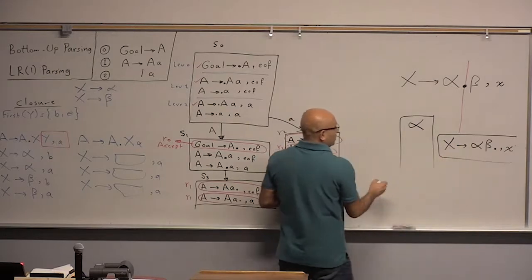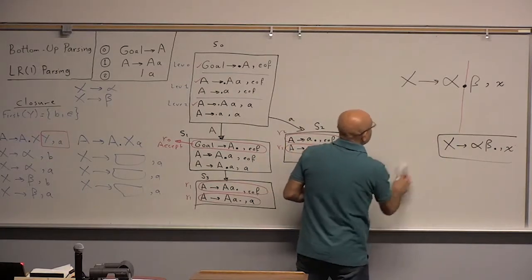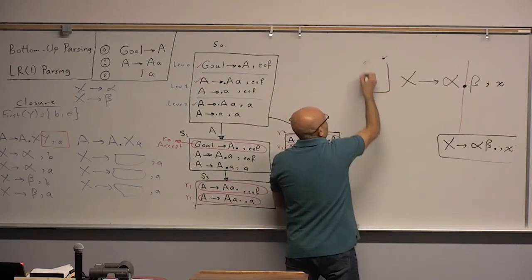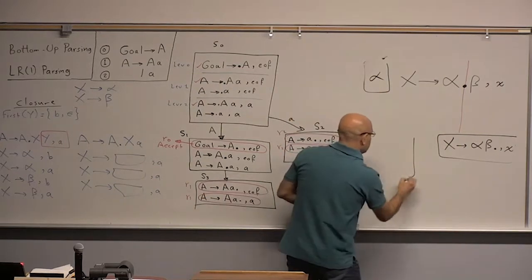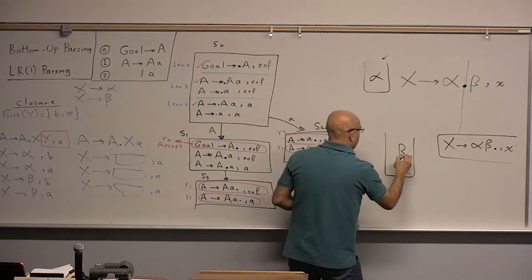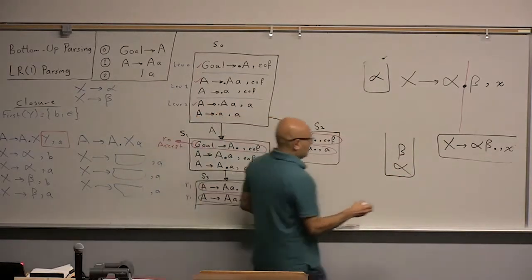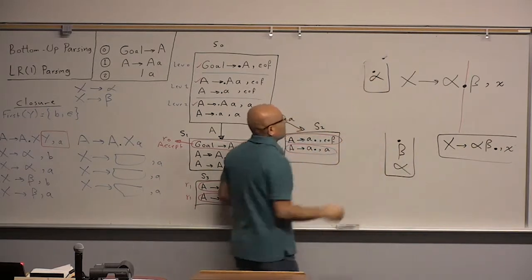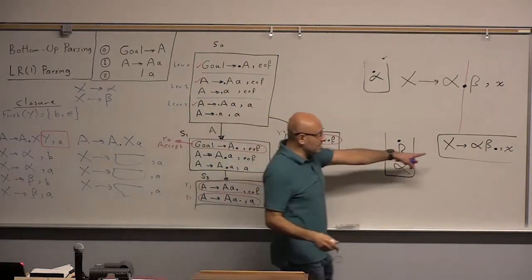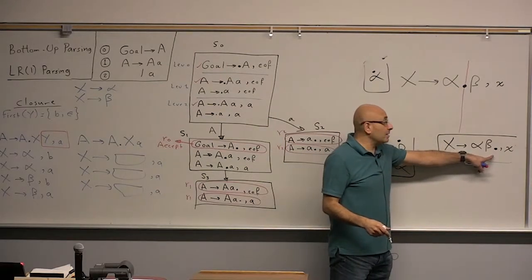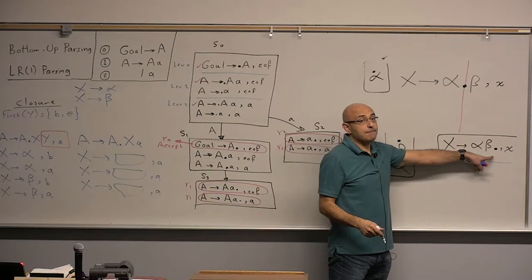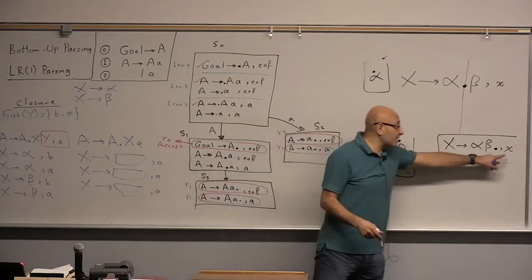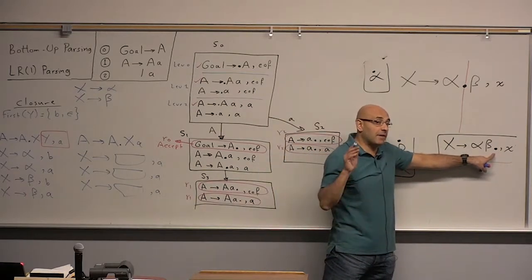So if we get here, our stack is going to have an alpha, but there is a beta on top of it. The dot corresponds to the top of the stack. If we get to this point, we are ready to make a reduction if the look ahead is x. If the look ahead is x, we are ready to make this reduction. This reduction is now valid.